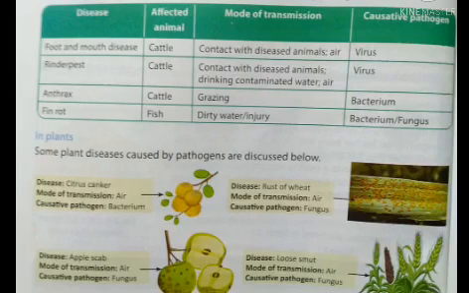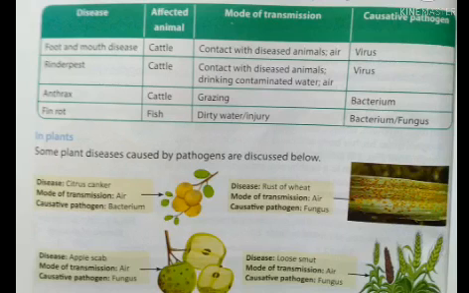Causative pathogen is virus. Disease of the animal is anthrax. It is a deadly disease. Affected animal is the cattle. Mode of transmission is grazing. Causative pathogen is bacterium. The disease caused in animal is fin rot. The affected animal is the fish. Mode of transmission is dirty water or injury. Causative pathogen may be bacterium or fungus.